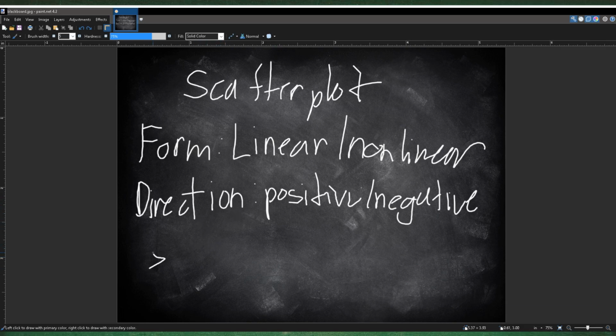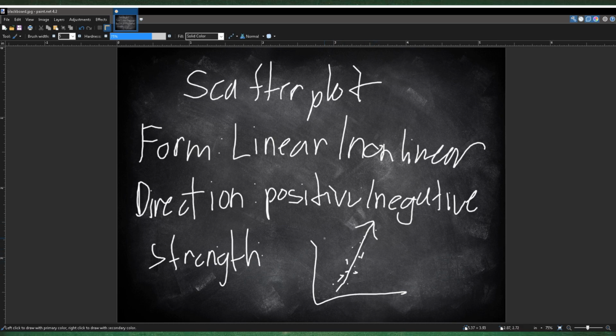And then you're going to have strength, like how close the data points are together. Let's say you have a bunch of points that are really clustered together and going up. You're going to say the strength is strong. But if the points are spread out like this, though generally going up, you're going to call it weak. Even though it is going up, the data are so spread out from each other that there's so much variation.